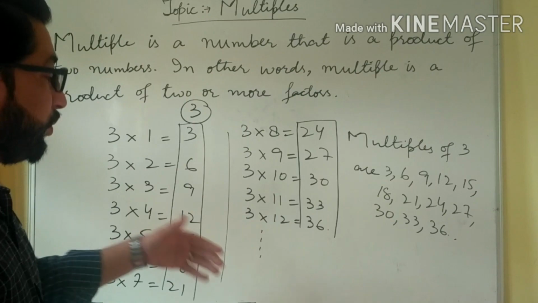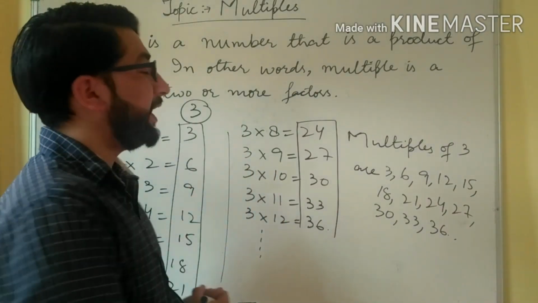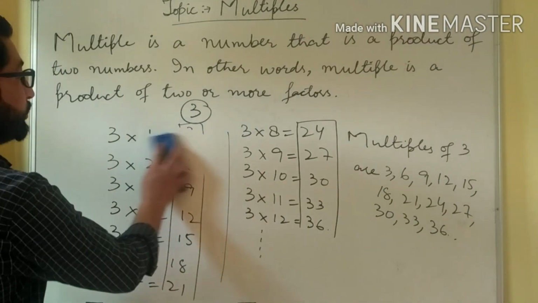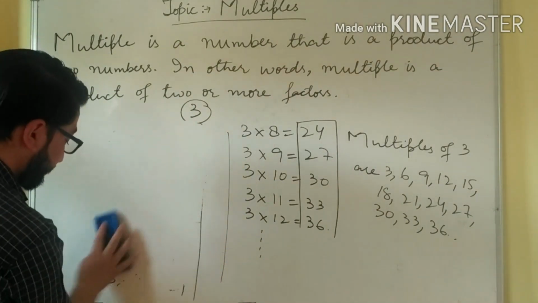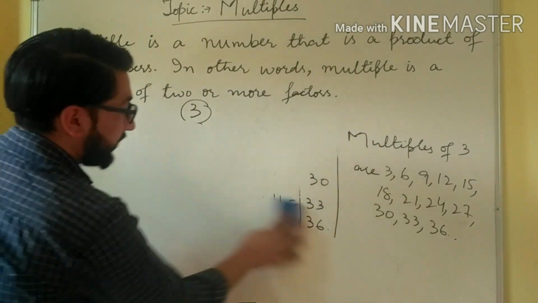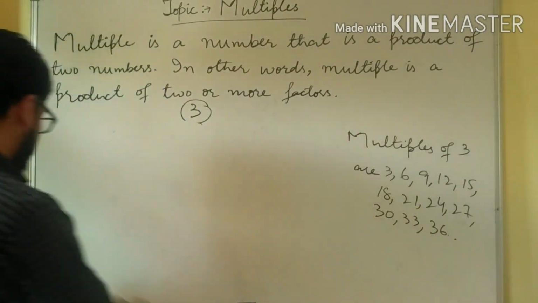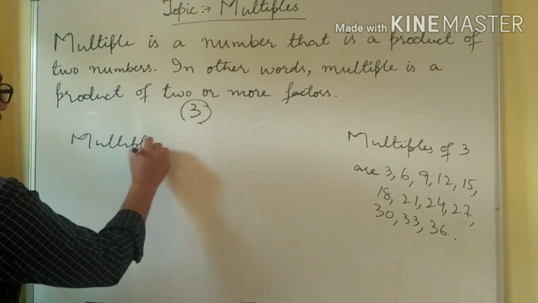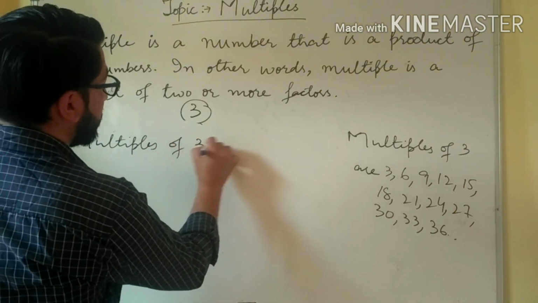There is one more method through which we can find multiples of 3. We can use a simple method: when we multiply 3 with counting numbers, we can write them as multiples of 3 are.